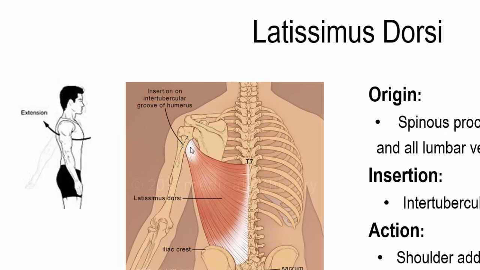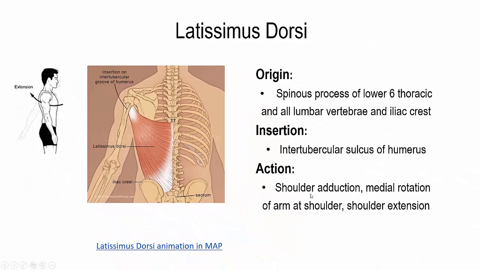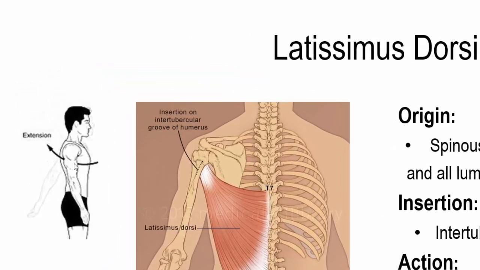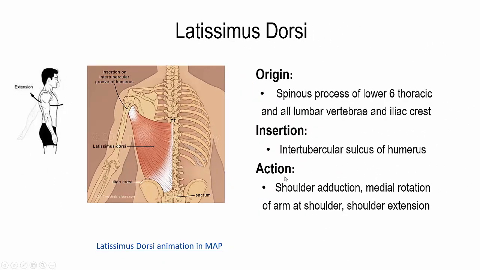The intertubercular sulcus, you should remember, is the groove between the greater and lesser tubercles of the humerus, so it runs right here. The action of this muscle is shoulder adduction, medial rotation of the arm, and shoulder extension. I'm showing you shoulder extension here. Shoulder extension would be if this person's arm was out in front of them and they move their arm backward. You'd be moving this attachment point, which is the insertion. So these are the actions.